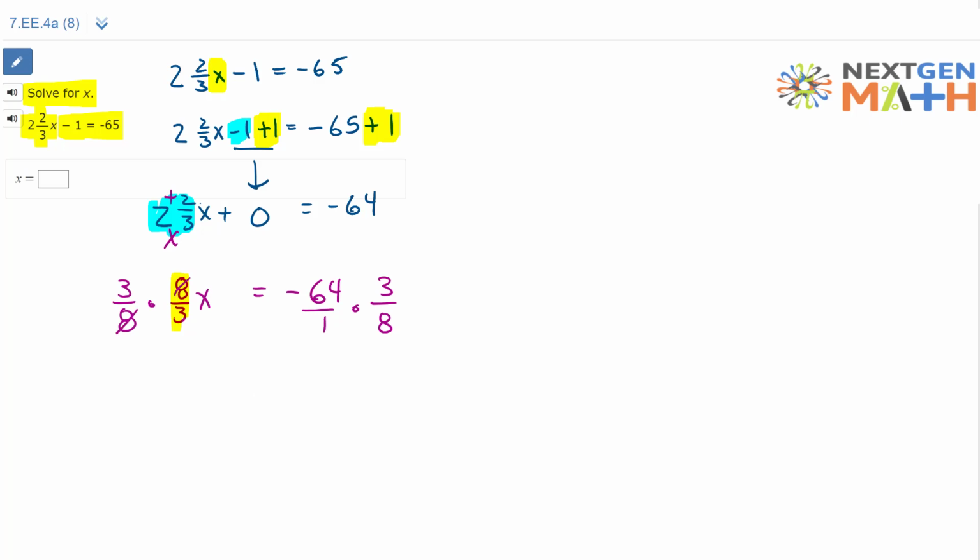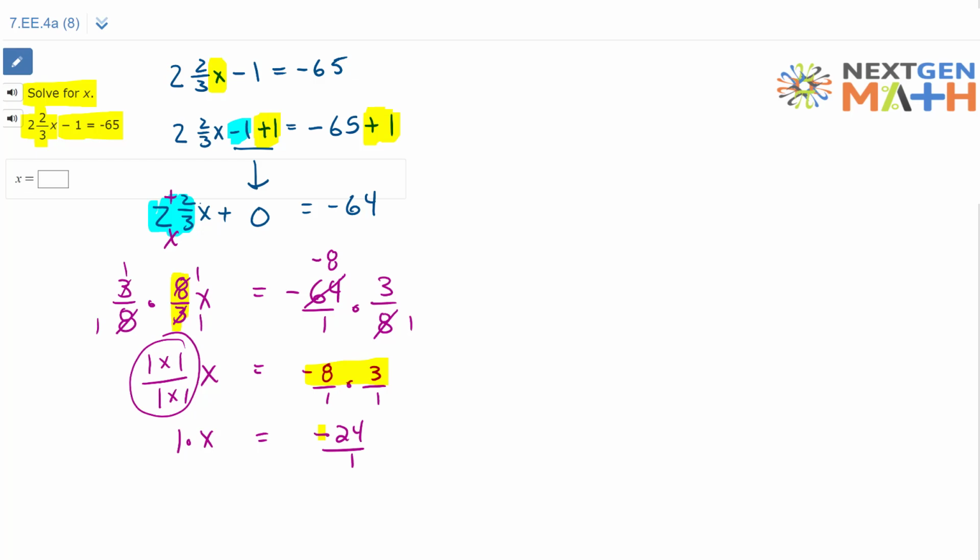When we cross cancel, 8 over 8 is 1, and then 3 over 3, that's both 1 over 1. So now we have 1 times 1 over 1 times 1 x, and guess what? All this right here becomes 1x. Let's do this on the right too. We can cross cancel. 8 over 8 is 1. 8 goes into negative 64 negative 8 times. So we're left with negative 8 over 1 times 3 over 1. Well, negative 8 times 3, that's going to be equal to negative 24 over 1, which is really x. 1x is x, and negative 24 over 1, well, that's equal to negative 24.